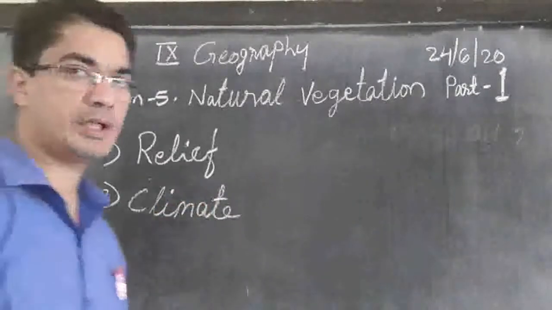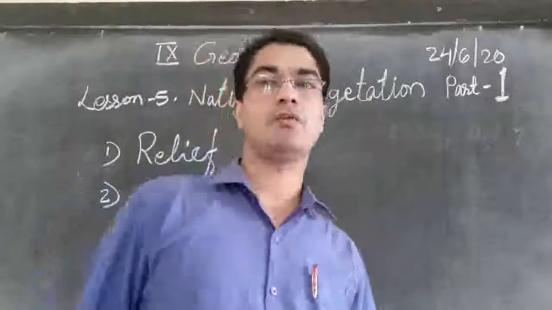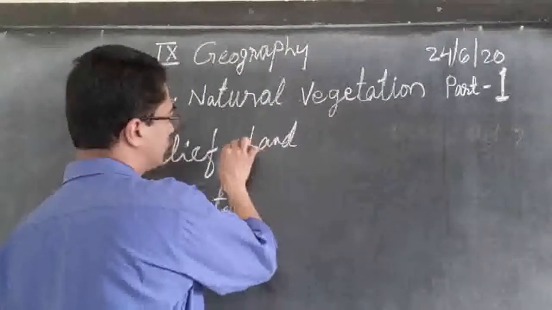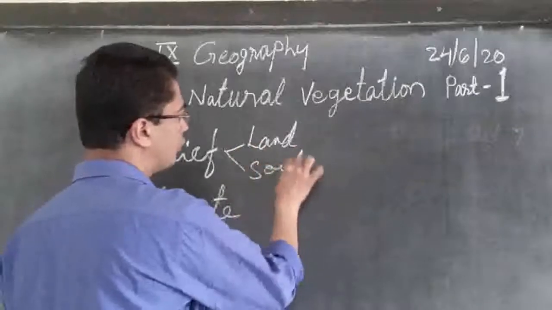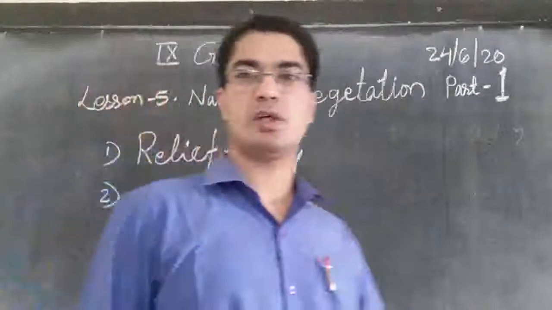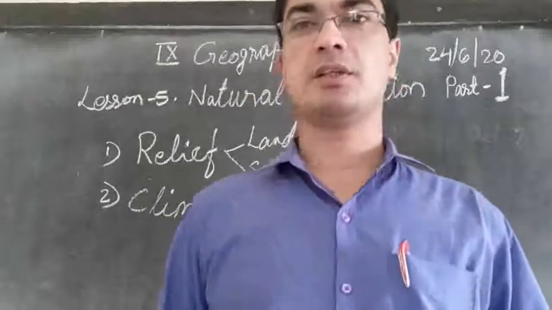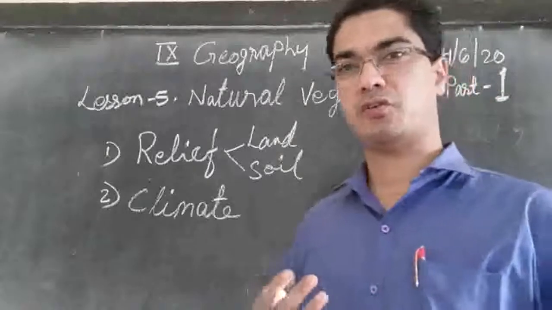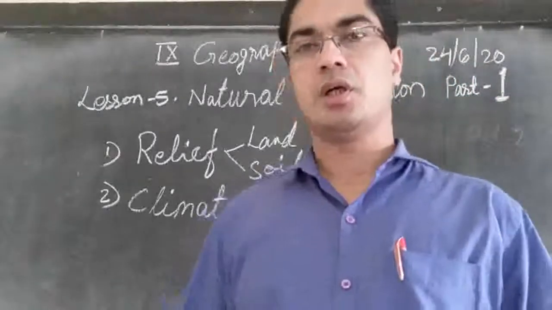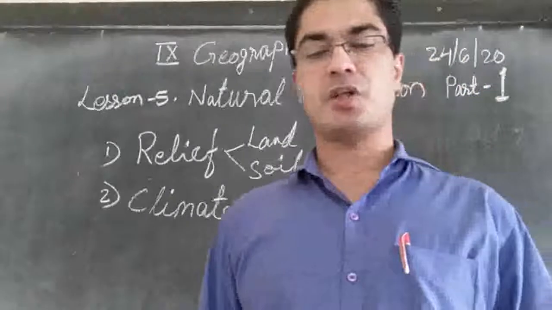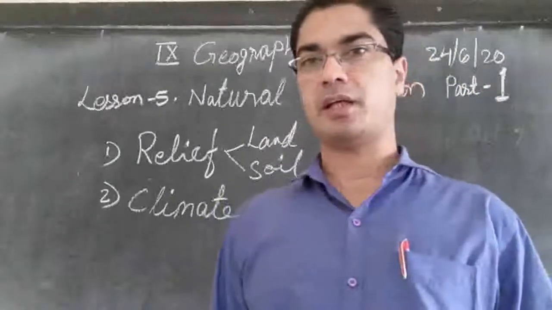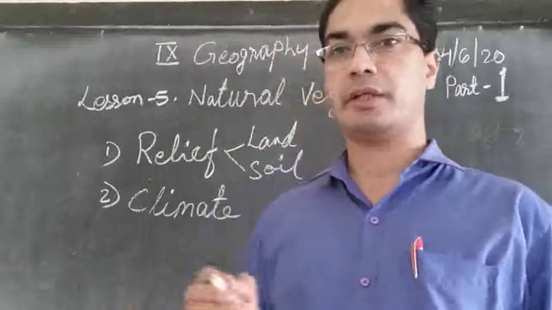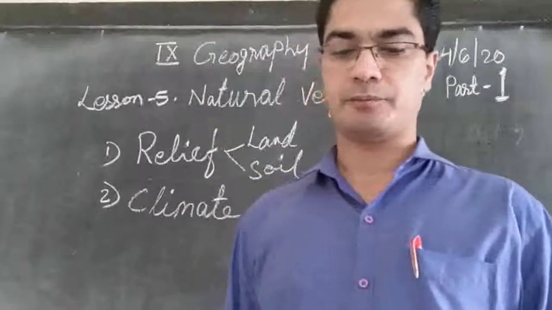The second factor will be climate. Under relief we have land and soil. Let's see what is the role of the land in producing a lot of flora and fauna. The land affects the natural vegetation directly as well as indirectly.